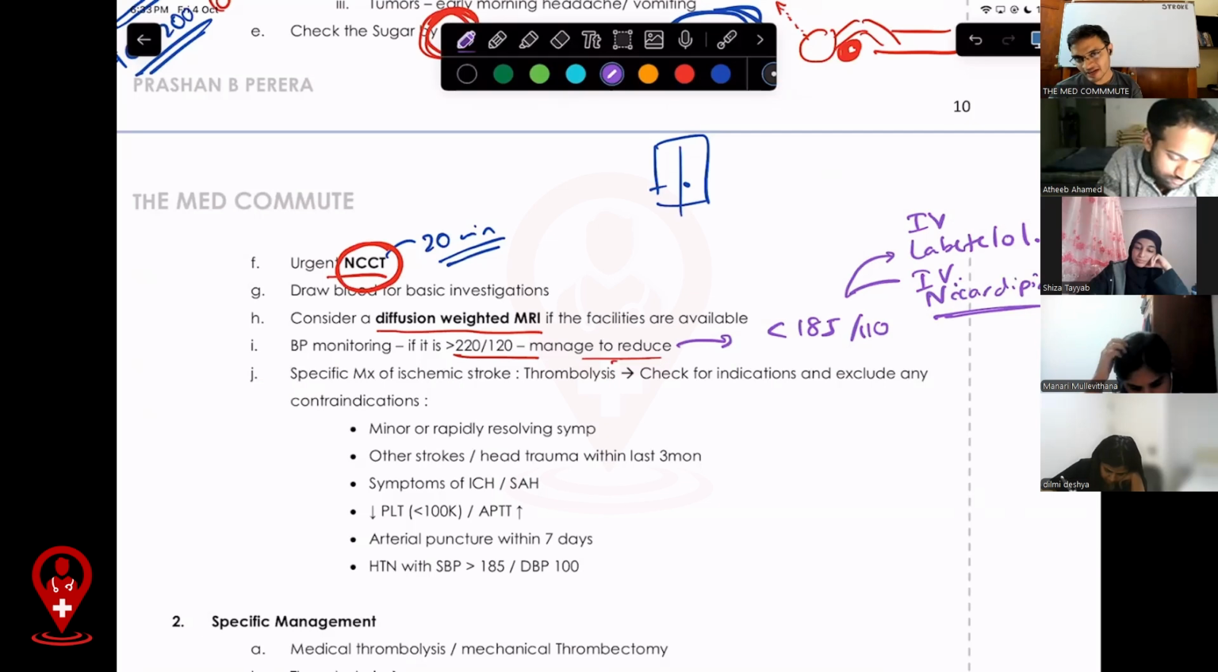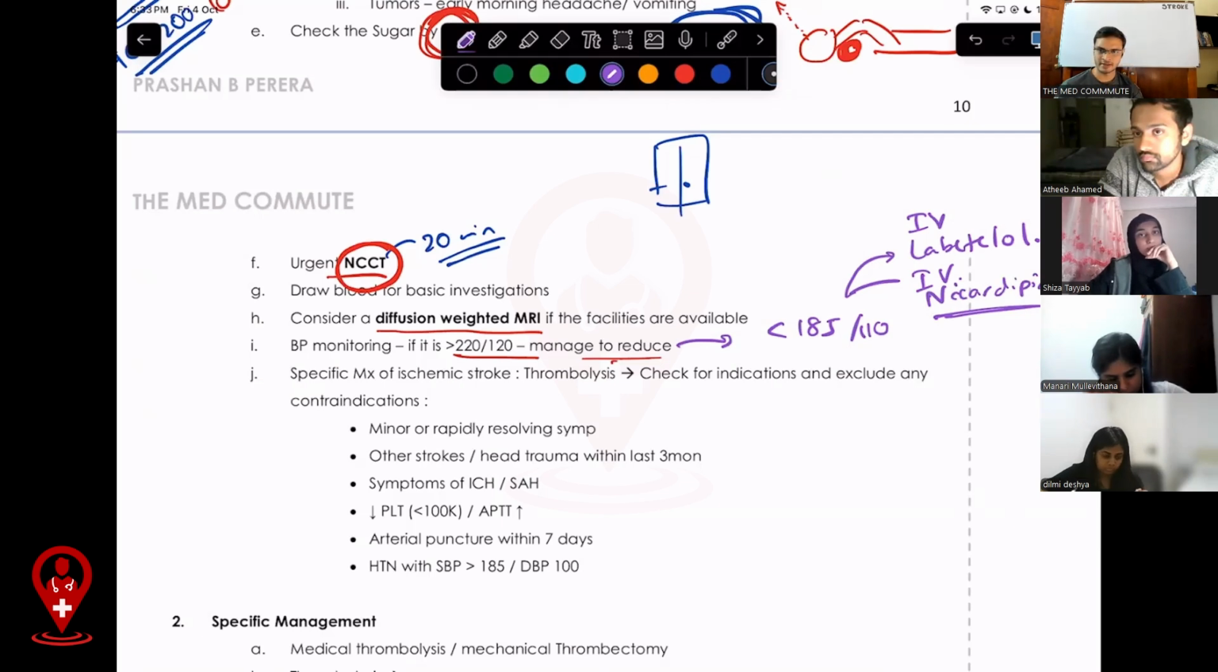Here, there is another drug called hydralazine that also has a place, but not commonly used. If you are asked in the exam, can you use hydralazine? You can say, yes, we can use this, but not commonly done. We prefer to use labetalol and nicardipine.